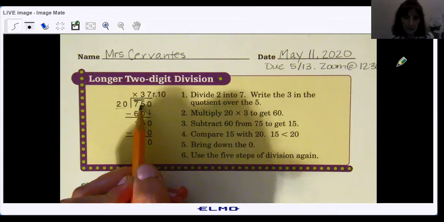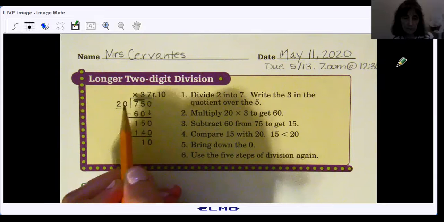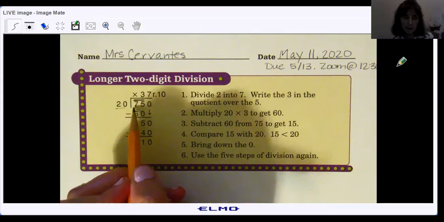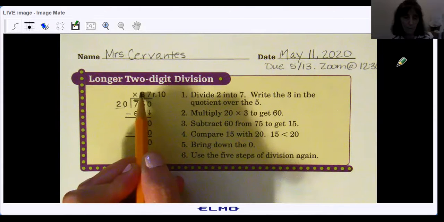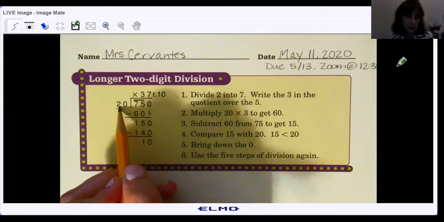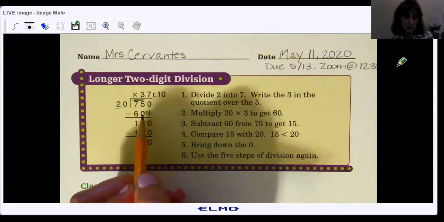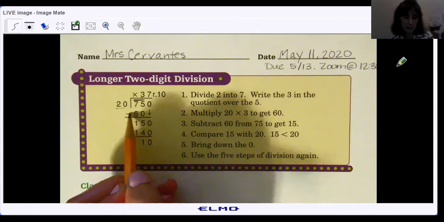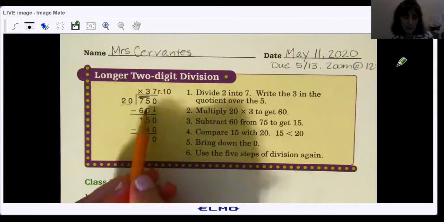Divide 2 into 7. If you divide 2 into 7, that is about 3 times, right? Because 2 times 3 is 6. So we're going to write 3 in the quotient over the 5. And then we're going to multiply 3 times 20. So 3 times 0 is 0. And then 3 times 2 is 6. We're going to draw a line and subtract. And we got 60. We're going to subtract, and then we're going to compare.